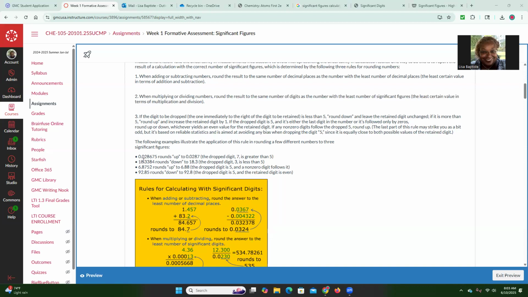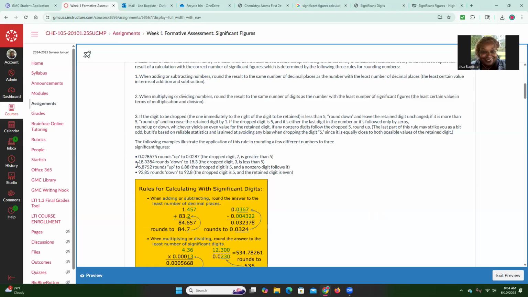Okay, so we have 0.02867. We want three significant figures. So we remember those two zeros are leading zeros and they're not significant. So we have 2, 8, and 6. The 6 is the last number that we're keeping. So we look to the next number to see if we round it up or down. Next to it is a 7, so it's greater than 5, which means we round up. So the new number becomes 0.0287.